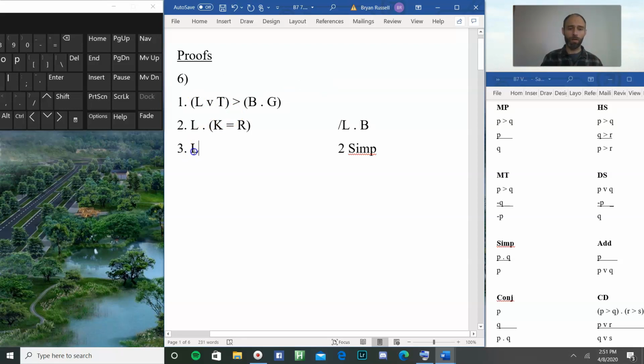And here on line 3, we have L. So we can just add the OR T. And that was 3 add. And why did we add the OR T? Because it's exactly what we needed to get L or T. That's the antecedent, and then we can use MP to get the consequent. So remember, you can add anything you want if you put a wedge and then whatever you want. All right, so now we can do 1 for MP, and that will get us B dot G.